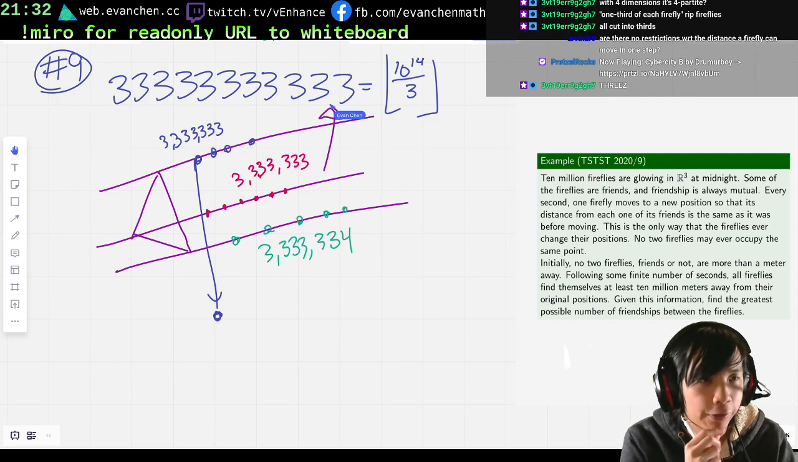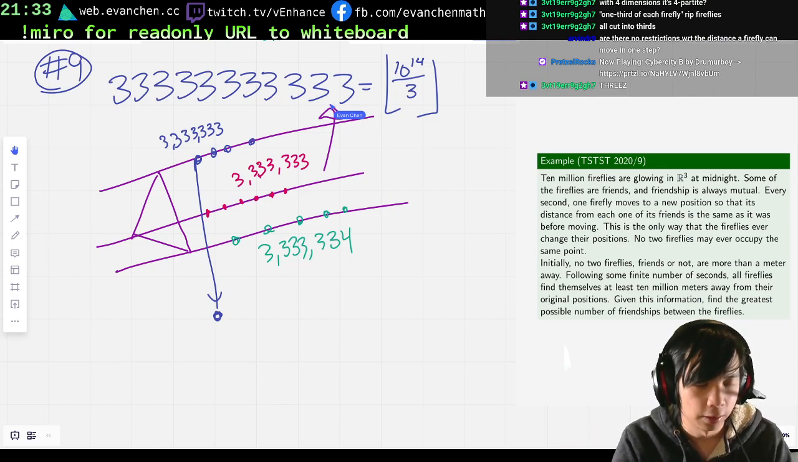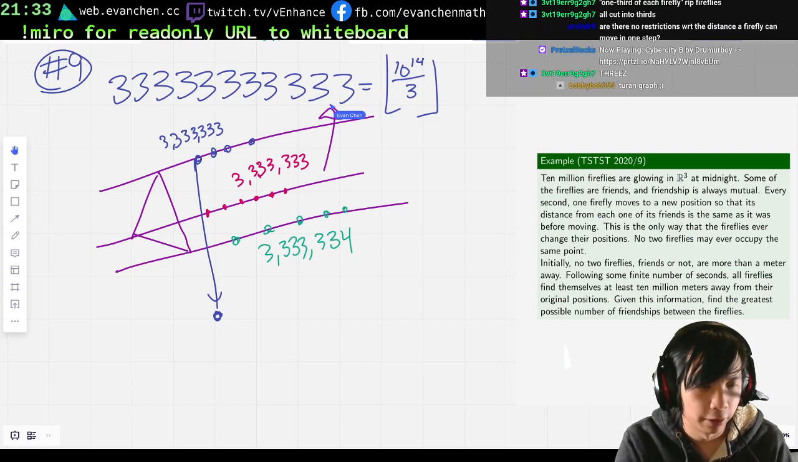And some people have already recognized this. The graph that you get from the friendships has a special name, it's called a Turan graph because it's the largest graph that doesn't have a K4 in it. In our case, a K4 would be a tetrahedron, just like 4 fireflies with mutual pairwise friendships.